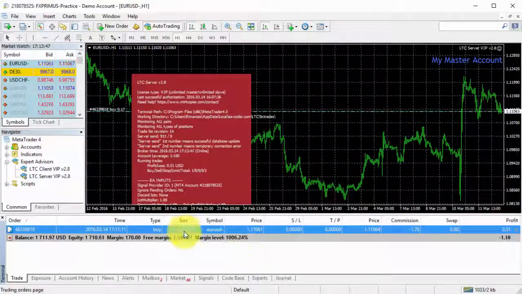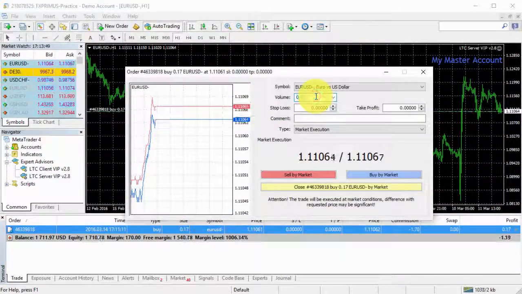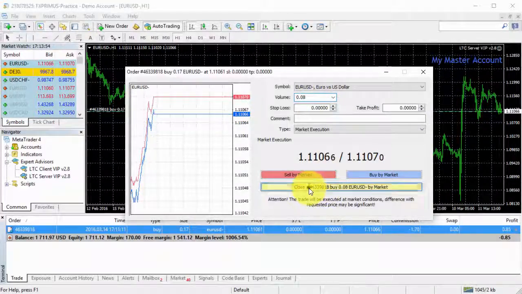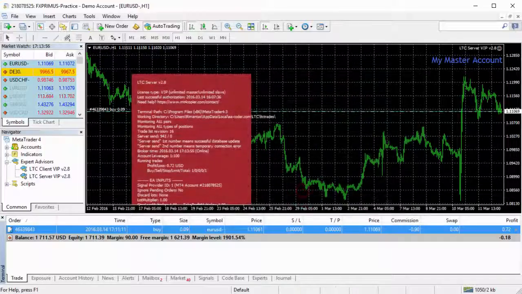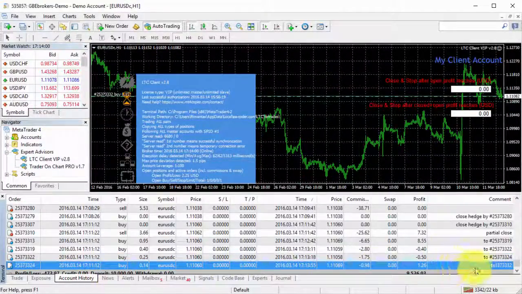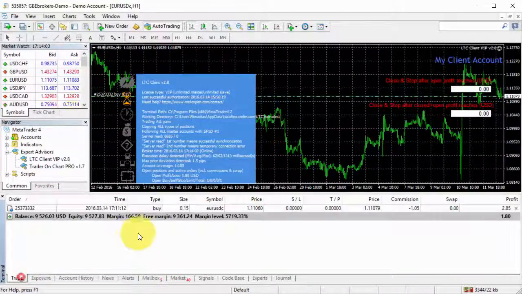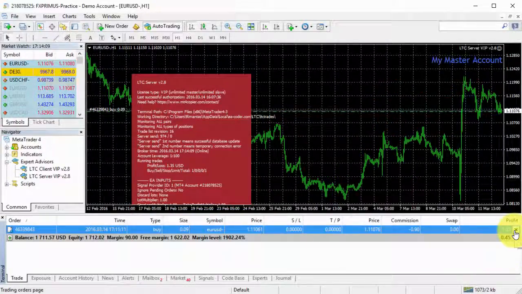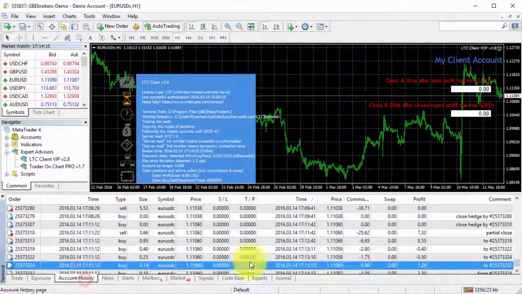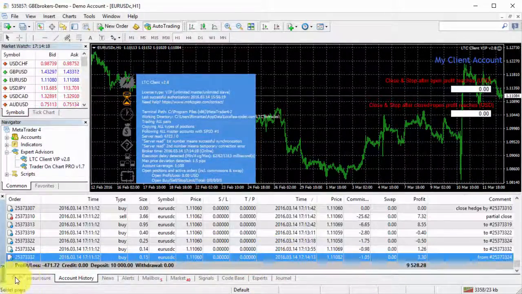So if I go to my master account and I close half of the position and then go back to my client, I can see that the trade was partially closed once again, half of the position, and the remainder is still running. So the relationship is not lost. And if I close the trade fully and go to my client account, I can see it was fully closed as well.